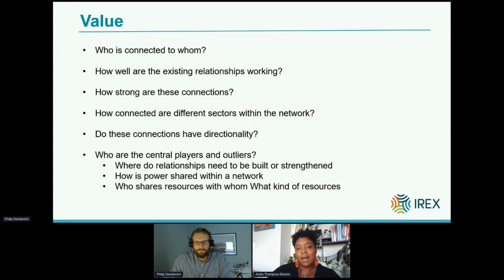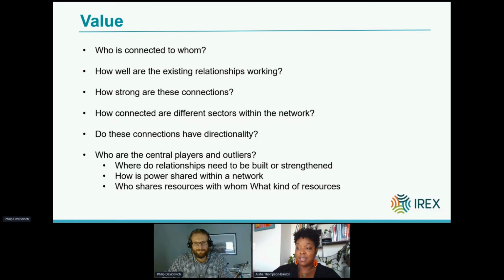We also want to know how well some of these existing relationships are working, or how strong these connections are. Again, this is what an SNA can inform: how connected different sectors are within the network. And that is one of the reasons that we had hoped that in completing the registration and our SNA network, we'd be able to unpack some of these for you.